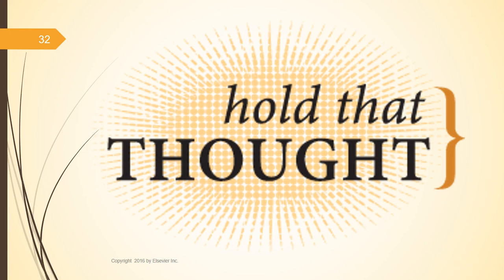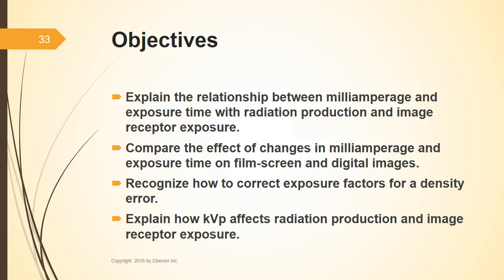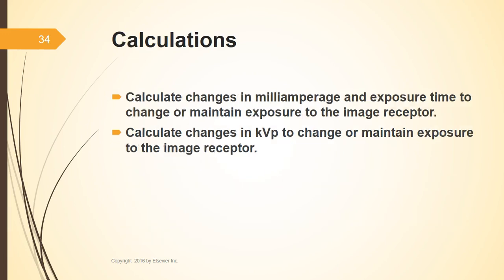For now, we've covered the portion of Chapter 10 that relates to Week 5. I am going to continue later, and I'll put it in a separate recording so that you have the rest of Chapter 10 for next week. But for right now, I want you to think about what we have covered. We covered these objectives: the relationship between mA and time, the changes in mA and time with film screen and digital, and how to correct exposure factors for density, and how kVp affects radiation production and image receptor exposure. We also talked about how to calculate a change in mA and time to maintain an exposure.